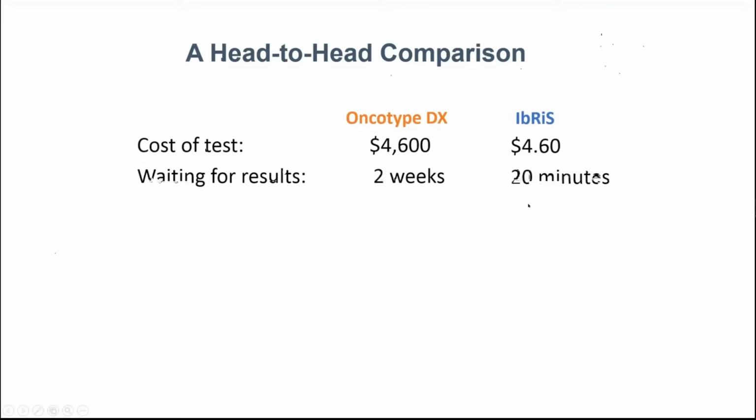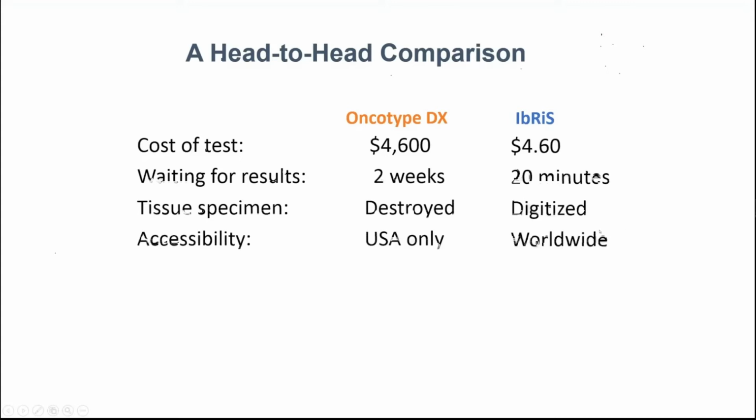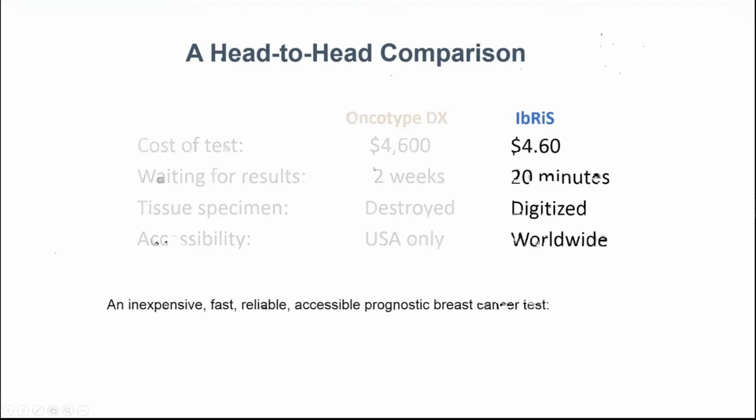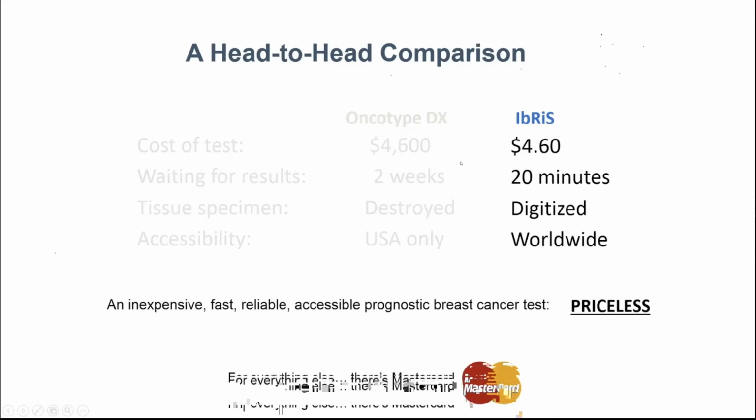It's a rapid test because with this kind of analysis, you can return the test back to the ordering clinician anywhere in the world. You don't physically ship tissue like with Oncotype DX. You don't destroy any tissue. It's all digital image analysis. You can have a global impact as opposed to largely being limited to the US alone because of the necessity with a molecular test for physically shipping tissue. So in other words, you have an inexpensive, fast, reliable, accessible prognostic breast cancer test that's priceless for everything else that's MasterCard.